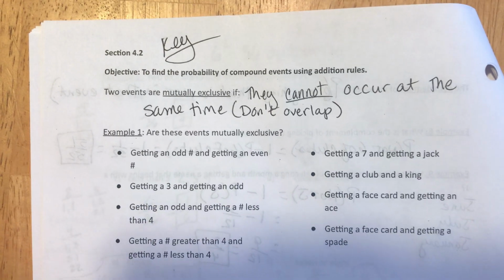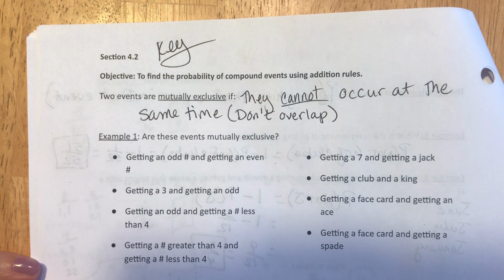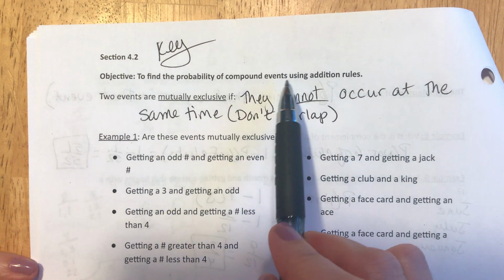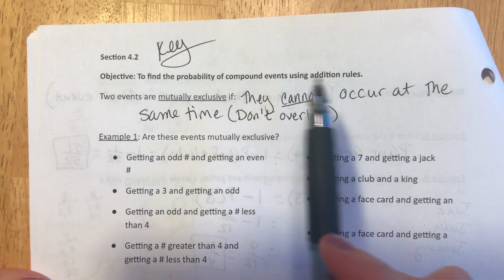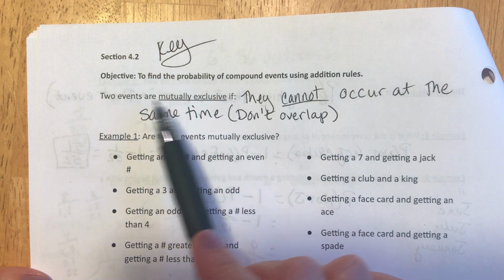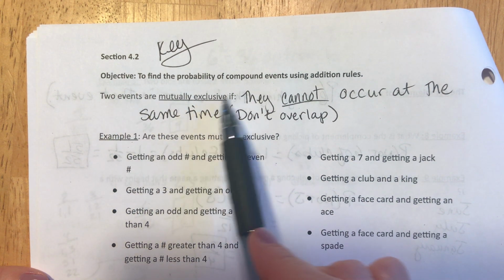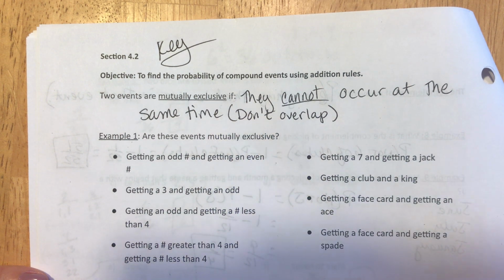Okay, welcome to section 4.2. Our objective today is to be able to find the probability of compound events using addition rules. All right, so the first thing we need to do is establish a definition, and that definition is for mutually exclusive events. Two events are considered mutually exclusive if they cannot occur at the same time, which means they don't overlap.